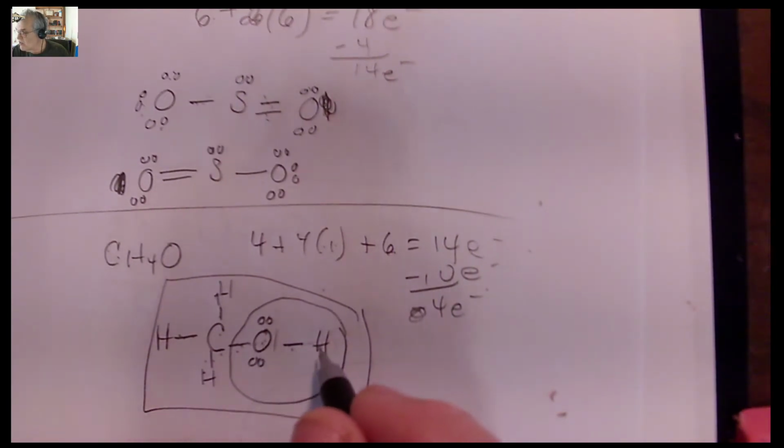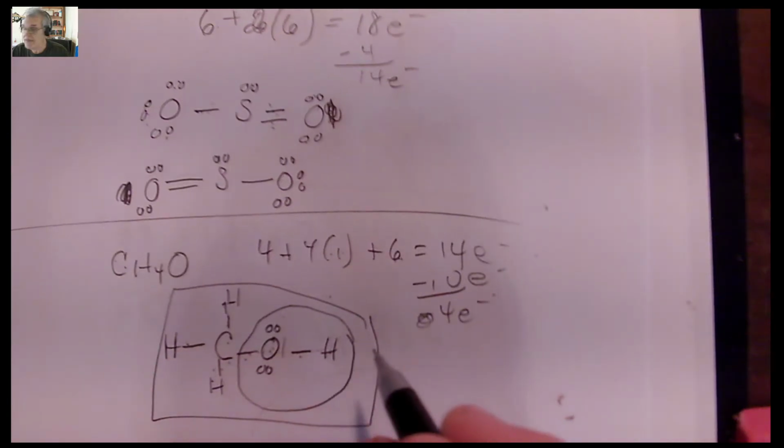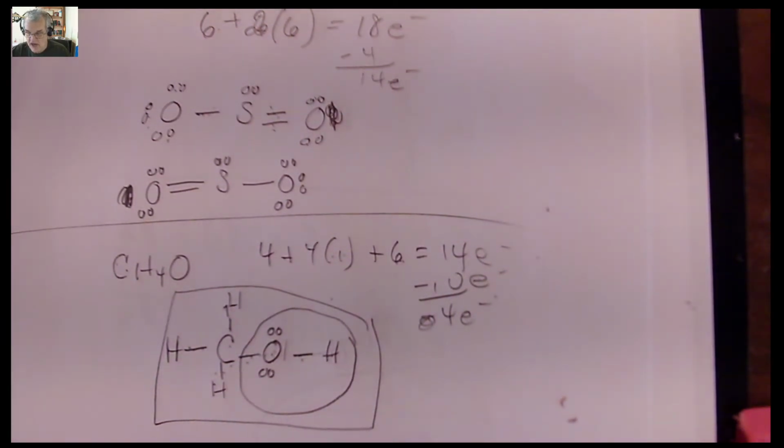Notice, oxygen bound to hydrogen. What kind of bonds could it form? Yes, it can form those hydrogen bonds that we were talking about before. So these are things you need to know.